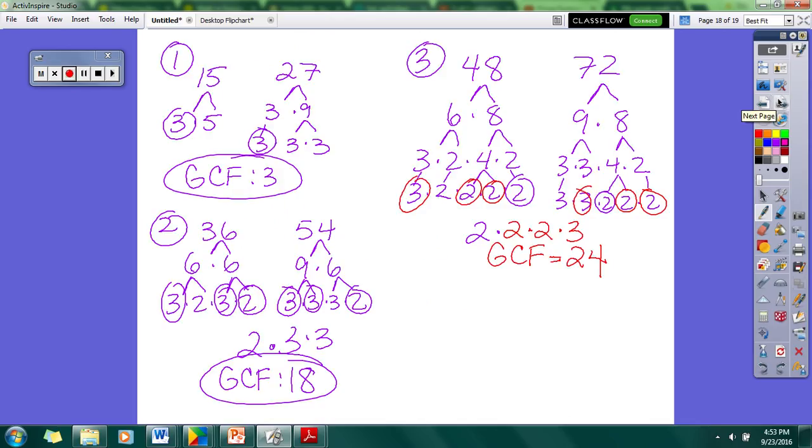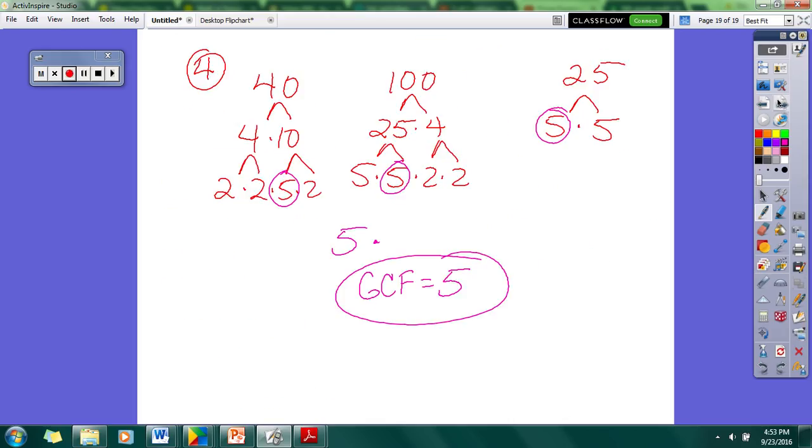Alright, here are some of the answers to the 4 problems. I have 3 of them displayed. The greatest common factor in number 1 is going to be 3. The greatest common factor in number 2 is going to be 18. And the greatest common factor in number 3 is going to be 24. And the last one, number 4, the only number that they all share is 5.